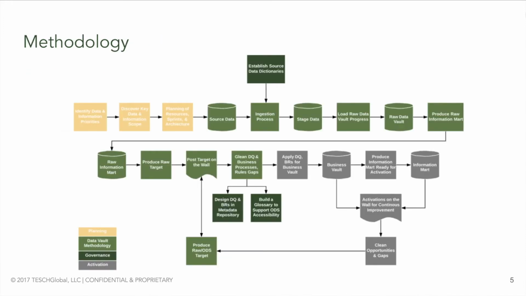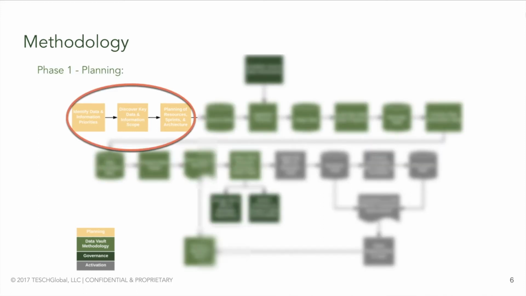That said, how do we go about building a data vault? Well, there are 4 key areas within the methodology: planning, data vault build-out methodology, governance, and activation. The first phase, planning, involves the alignment of business objectives with the scope of your data project. Data and information priorities must be identified and approached organically in order of importance.